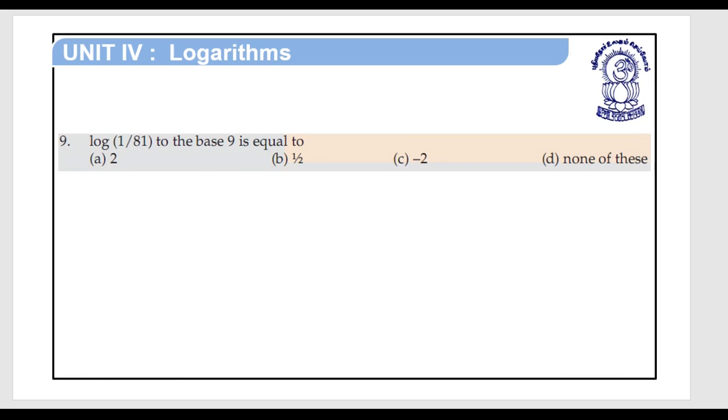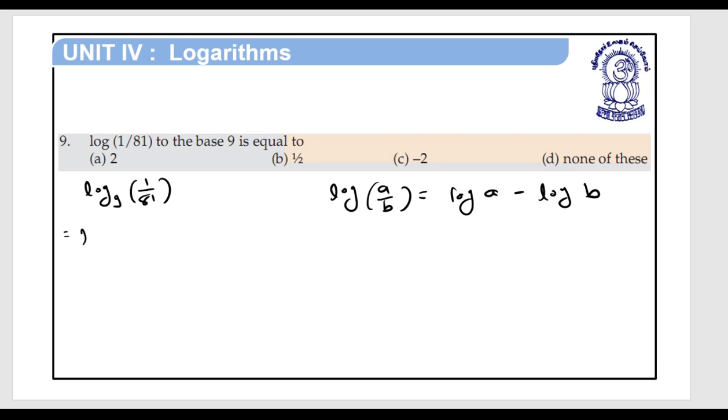Next, log 1 by 81 to the base 9. We can write log a by b as log a minus log b, same as log 1 to the base 9 minus log 81 to the base 9. Log 1 is 0 for any base, minus log 81.